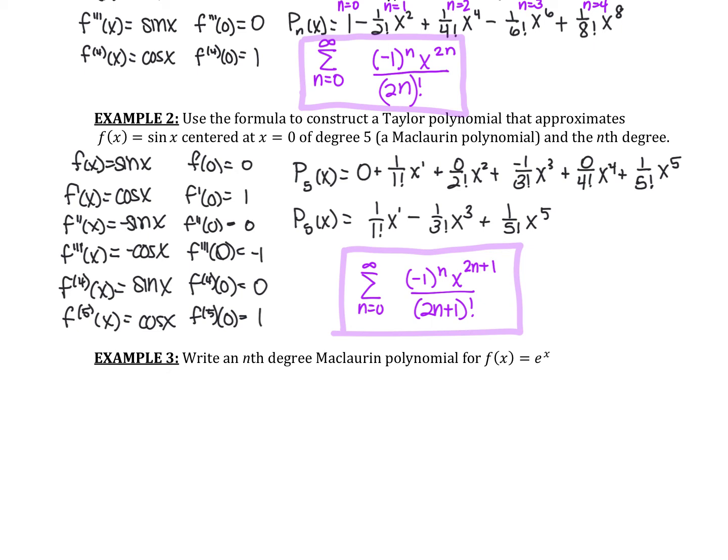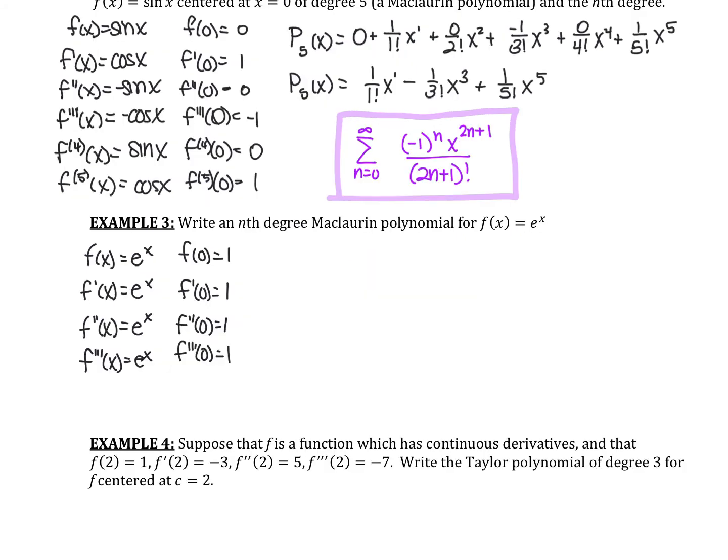All right, let's try another one. Hit pause. If that one caused you some grief, maybe now you can try this one and be good at it. Let's hit pause and try writing an nth degree Maclaurin polynomial for f of x equals e to the x. All right, this is the best one.